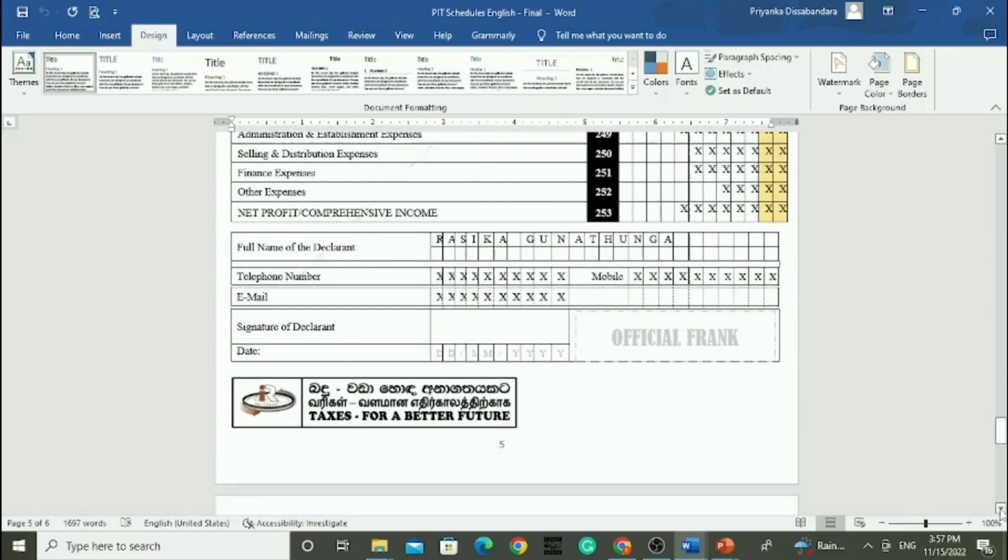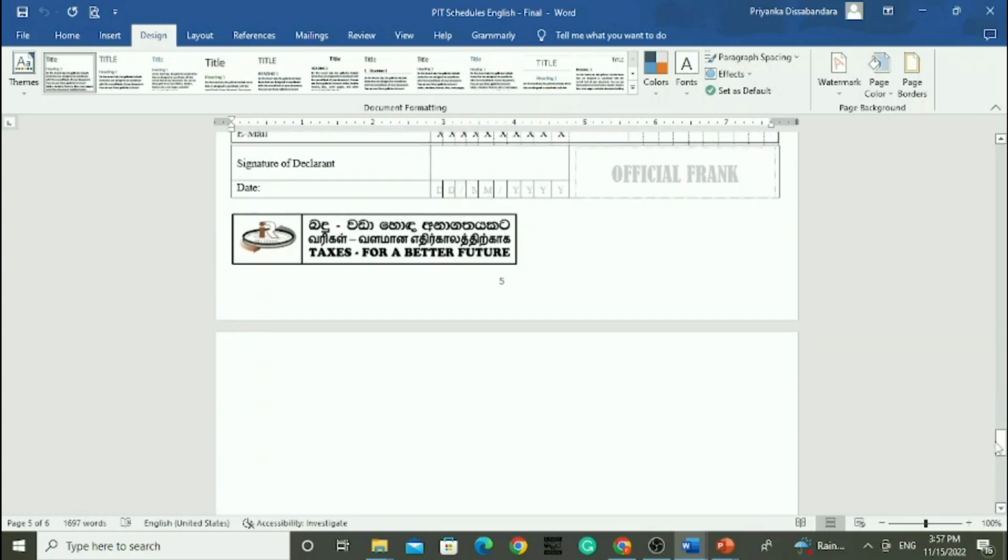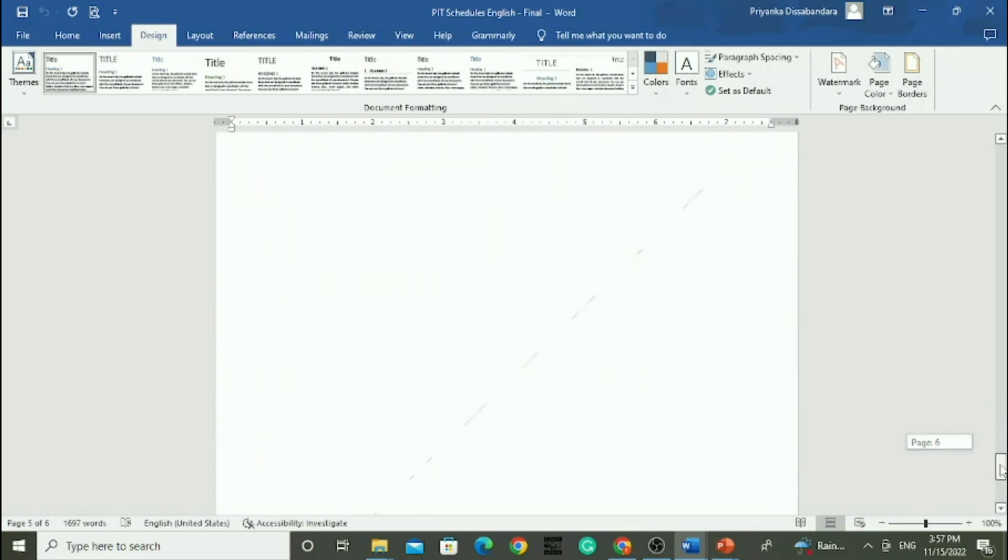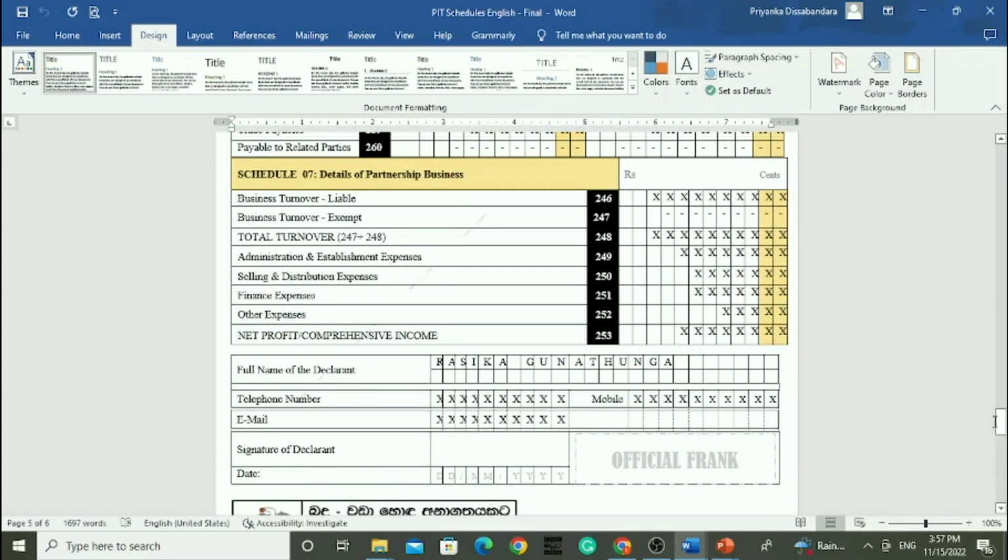Finally, the declarant should sign the return. The president partner or any of the partners can file the return to the Department of Inland Revenue. I think this example will help you to fill the return of a partnership for the year of assessment 2021. Thank you very much.